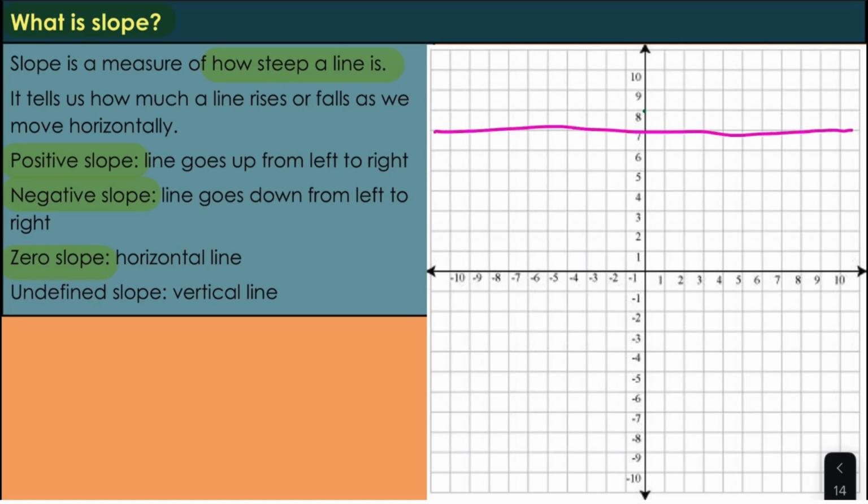A zero slope would be seen in a horizontal line. So this pink line would have a zero slope. This horizontal line would also be a zero slope. Even our x-axis would also be a zero slope. Lastly, an undefined slope would be a vertical line. So a slope like this, any vertical line, would have no slope, an undefined slope.